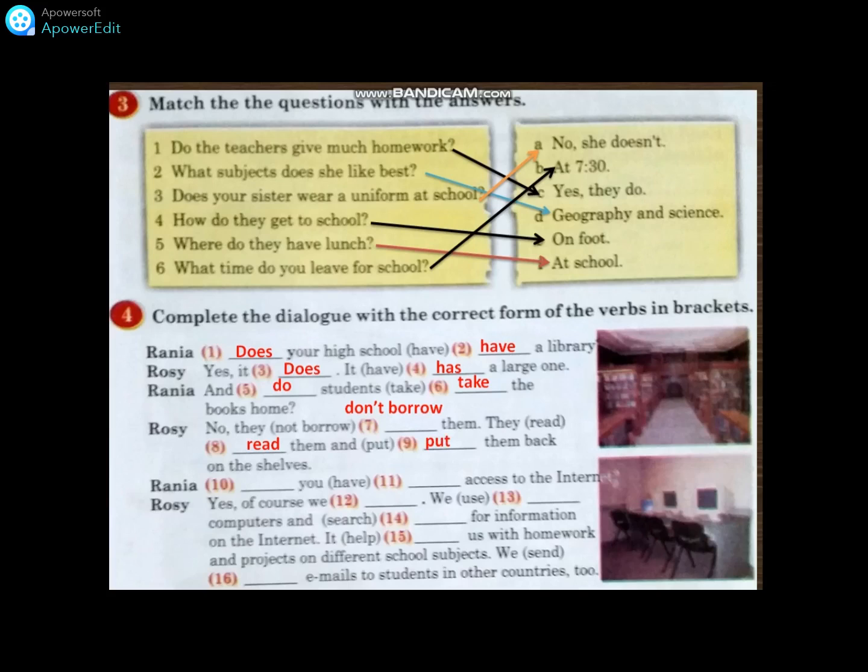Next one, Rania. It's a question again because you have here a question mark, okay? Do you have access to the internet? Yes, of course we. Short answer here. Yes, of course we do. Very good. We use computers, and again the verb to search. We search for information on the internet. It. Now pay attention here. You have it. The verb help. So it's going to be it helps us with homework and projects on different school subjects. We send, very good, emails to students in other countries too.